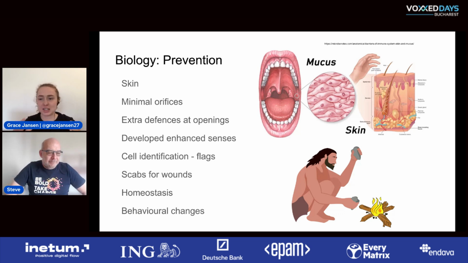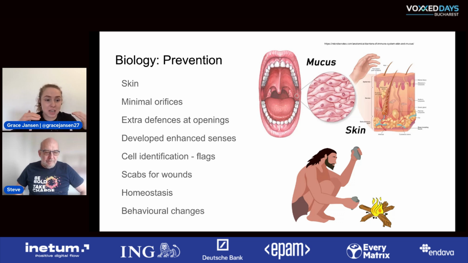We also have things like scabs for wounds. If we get cut, that's a massive potential point of infection. That's an orifice that we did not want to happen. So we need to close that up as soon as possible. So our body's amazing at being able to quickly and really rapidly respond to that and close that up as soon as possible. Things like homeostasis, we're constantly monitoring, and even behavioral changes.